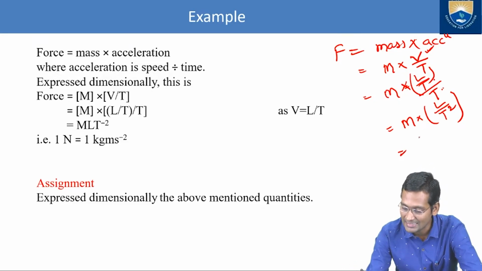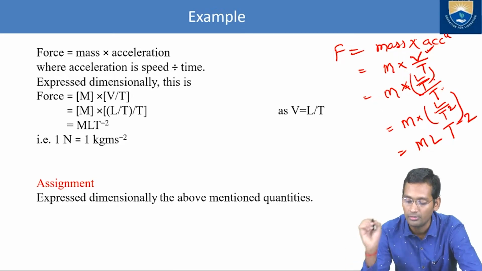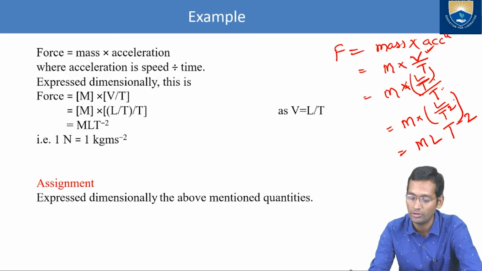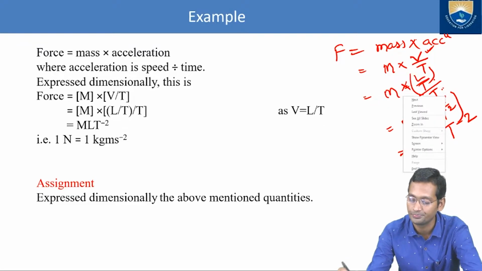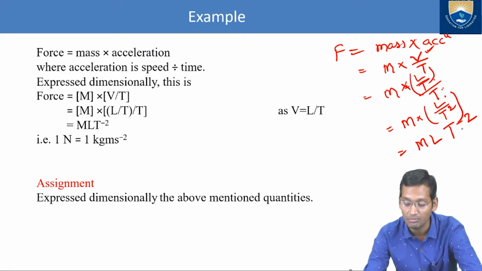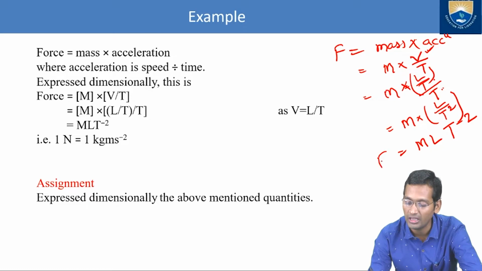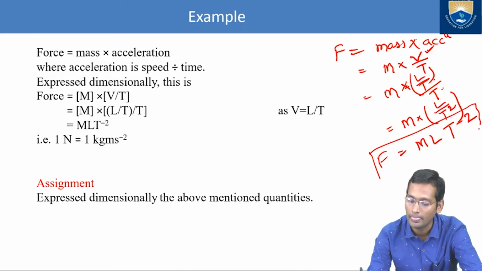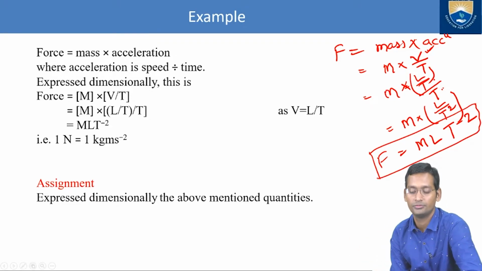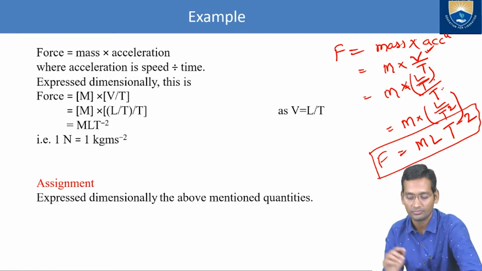So now can we write this as M, L and T square. I am taking this denominator to numerator. So that becomes power minus 2. Here power 2 is there. So going to numerator, that becomes minus 2. So now what will be the dimension of force? M L T minus 2. Clear?